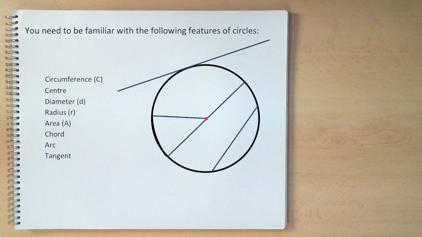And finally we have a sector. A sector is an area of the circle that is bound by two radii. So it's a bit like a segment of an orange, or a piece of Trivial Pursuit pie.